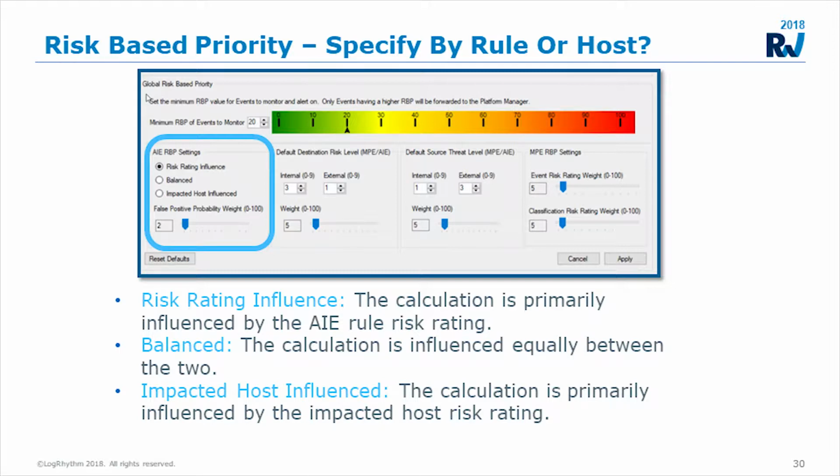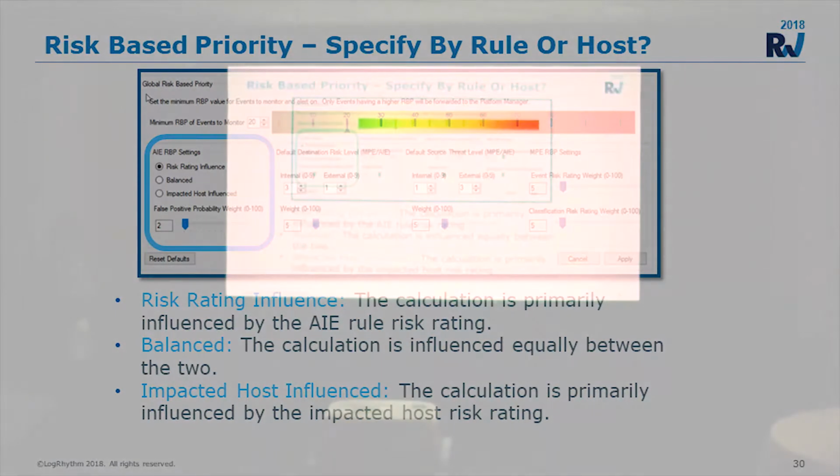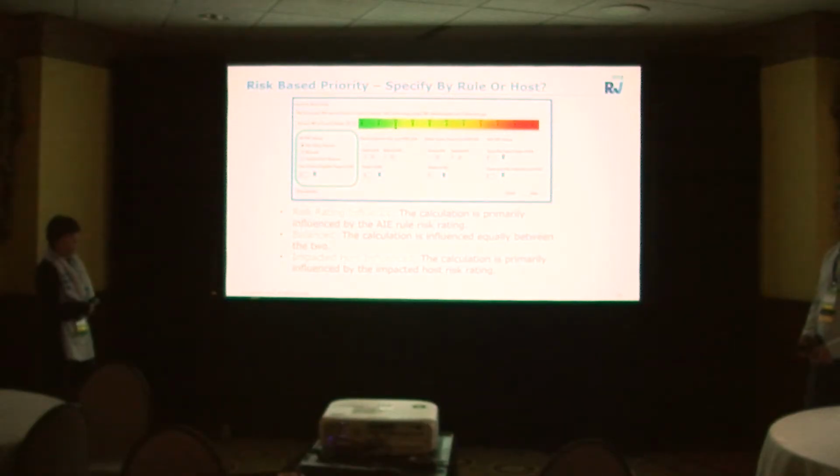The risk-based priority, we're talking about tuning risk-based priority in your environment. There's a platform setting that you could use. Do you want your analytics rules to determine the risk-based priority, or do you want it to be host-based, or a balance of the 2? If you go to the platform manager, there's an easy setting for this that determines how you want that platform configured. I think by default we do risk rating and influence out of the box. When we do deployments, if it's balanced or host influenced, I think that's a custom one.